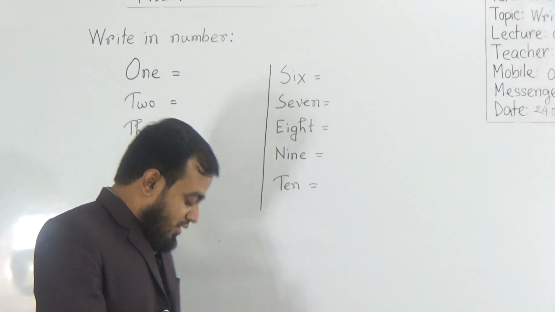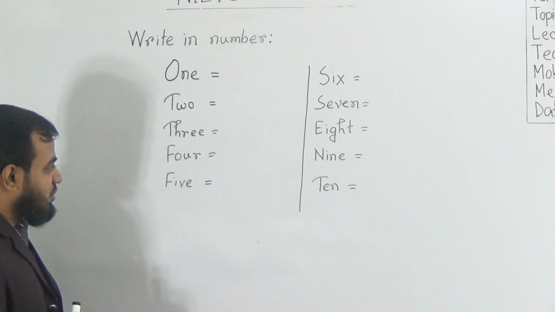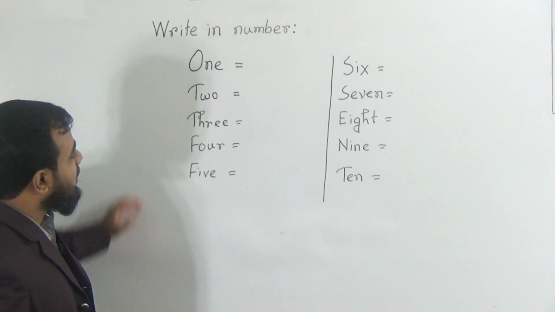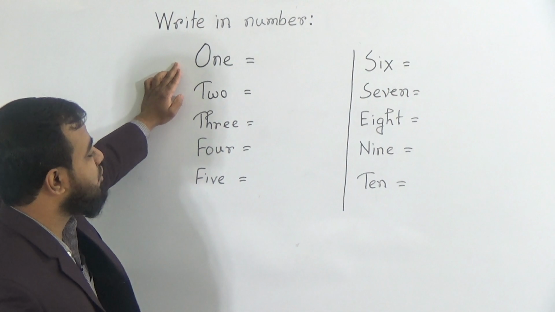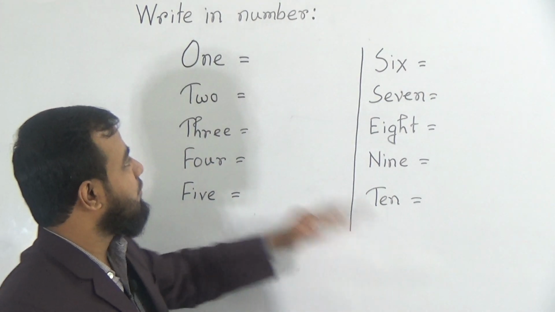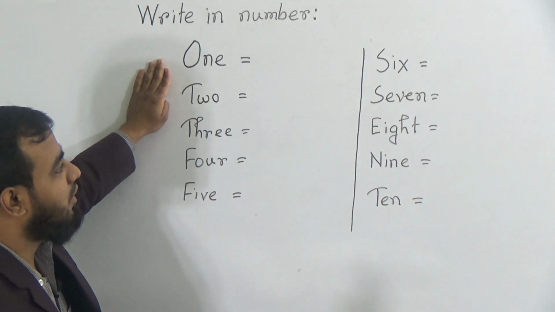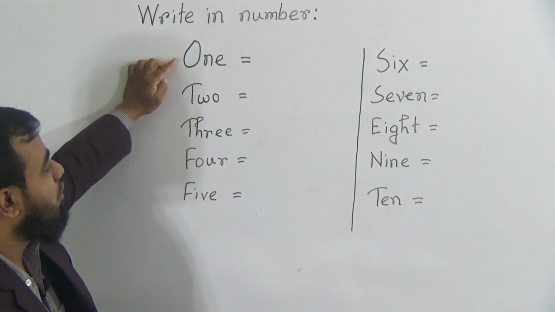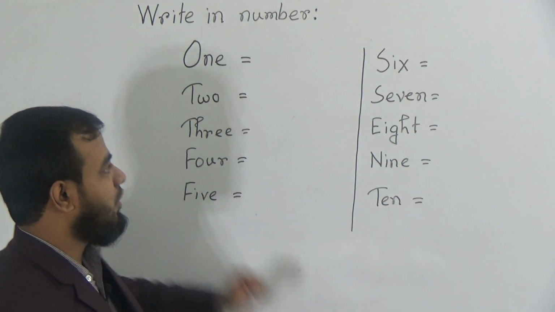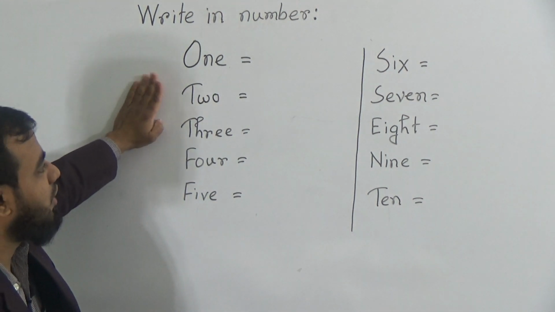Now, dear students, today we should write down from 1 to 10 in numbers. There I have already written them down in words. We need to write them down in numbers, from 1 to 10.